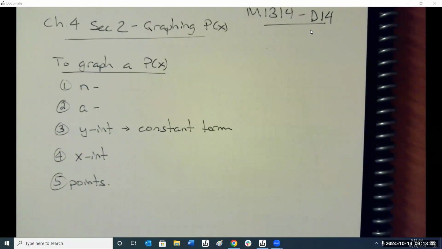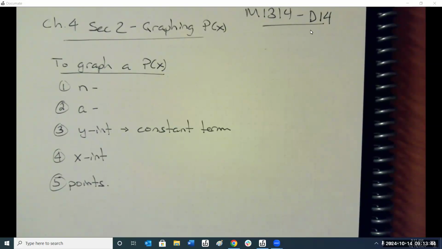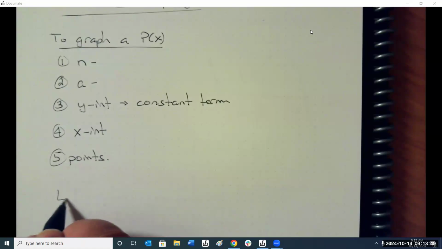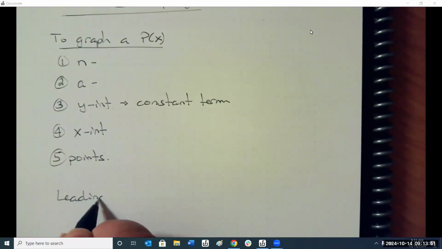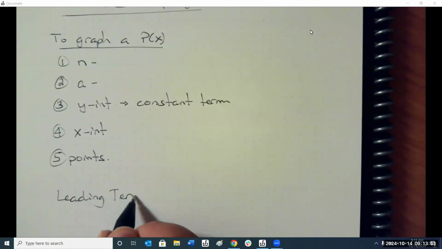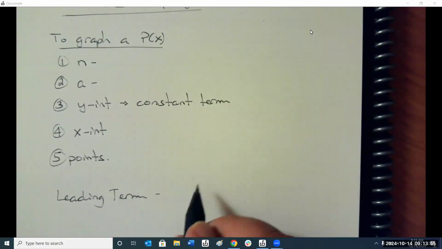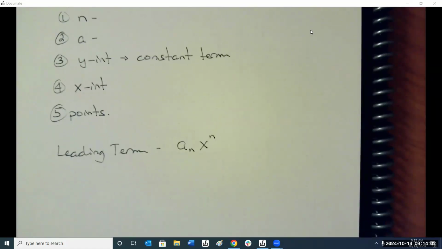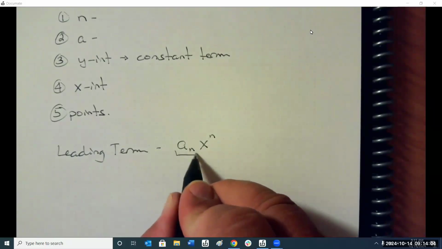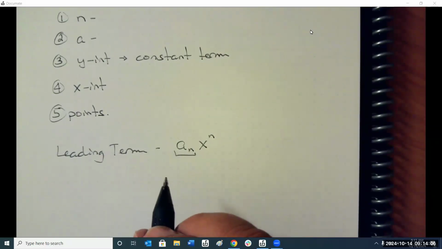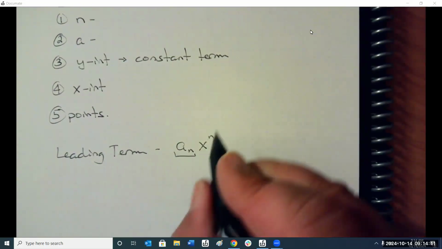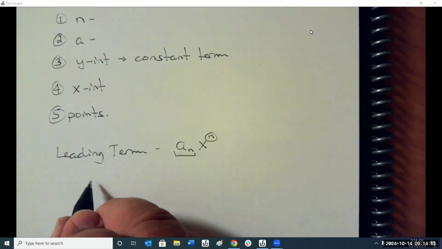Okay. We know the shape by looking at the leading term. The leading term of the polynomial is this. The leading coefficient, if it's positive, it's an increasing function. If it's negative, it's a decreasing function. Now let's look at some more about the degree.